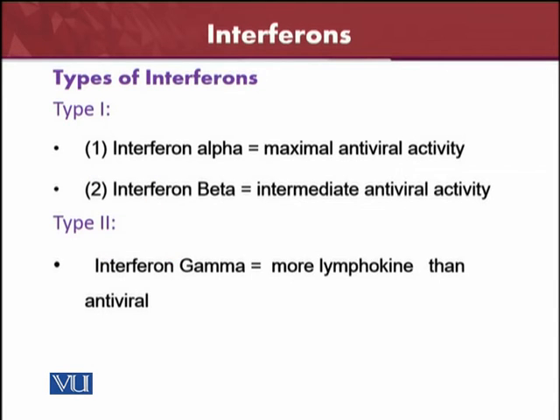Types of the interferons. At this moment we have about two types of interferons. First of all are interferon alpha and beta, and the other one is interferon gamma. All of them have antiviral activity. The maximum antiviral activity is combined with interferon alpha. However, interferon beta can also give us antiviral activity, but to a lesser extent, an intermediate antiviral activity. Then interferon gamma is more of a lymphokine than interferon alpha and beta.